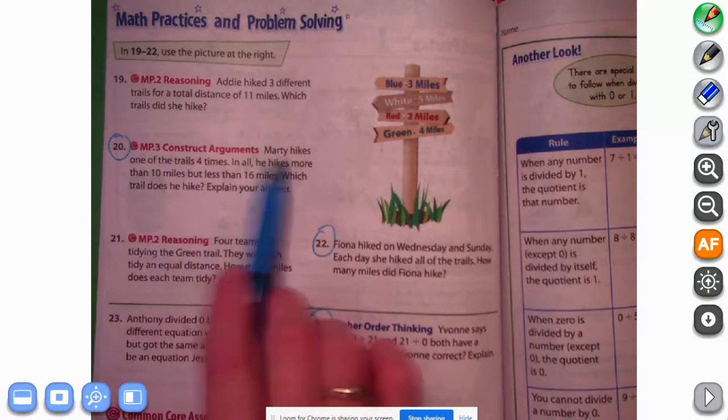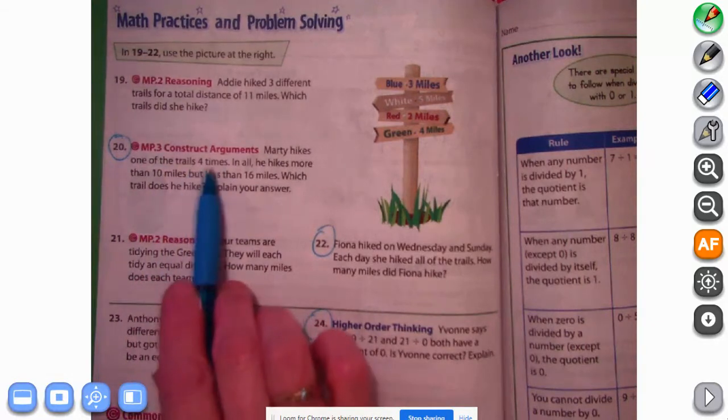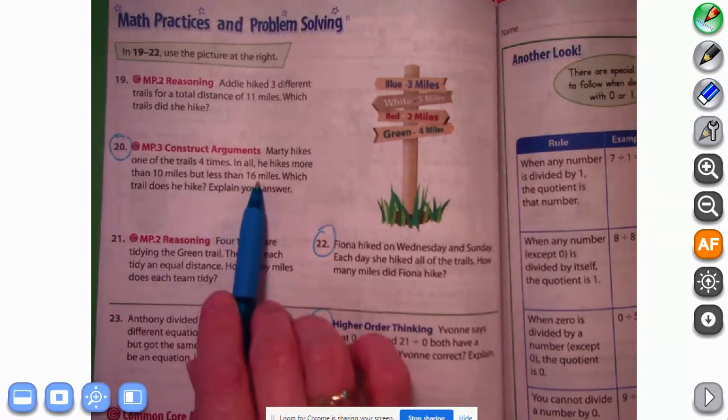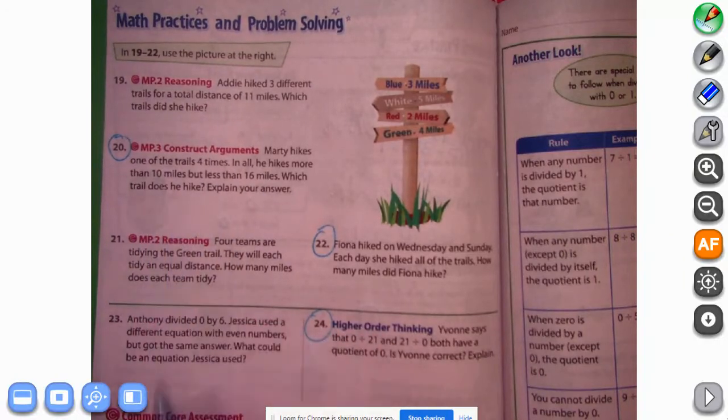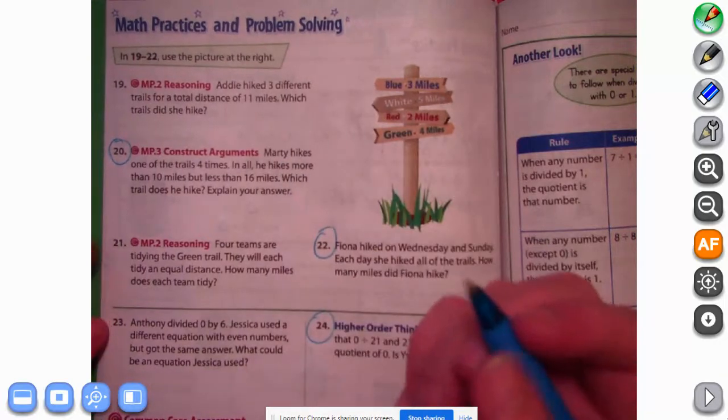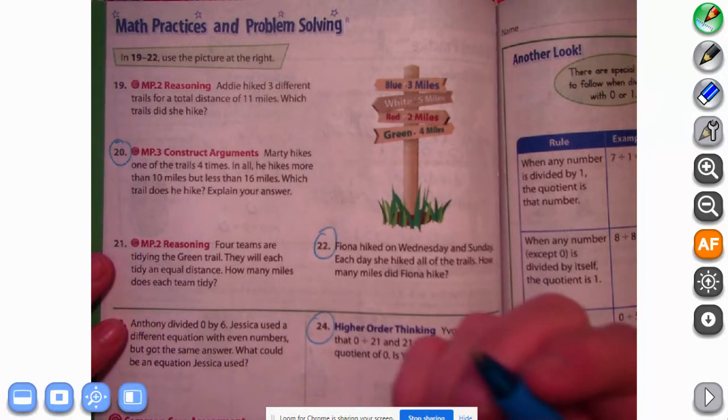So it says, Marty hikes one of the trails 4 times. In all, he hikes more than 10 miles, but less than 16. Which trail does he hike? Explain your answer. All right, so it says he hikes the trail 4 times, and he gets more than 10 miles, but less than 16.